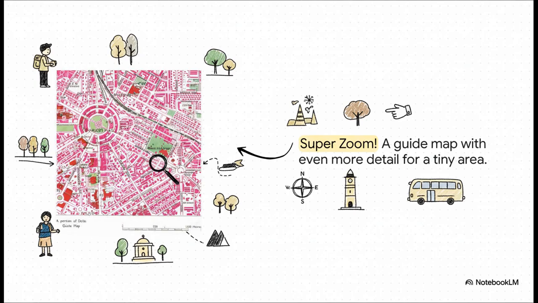And for the final level, super zoom. This is a guide map, a super large-scale map. It covers a tiny area, maybe just your neighborhood, but it shows every single building, park, and little lane. This is what you'd use if you were walking around as a tourist.